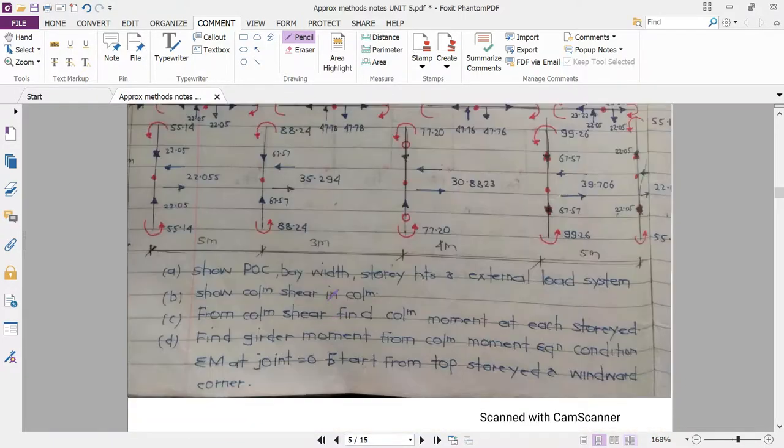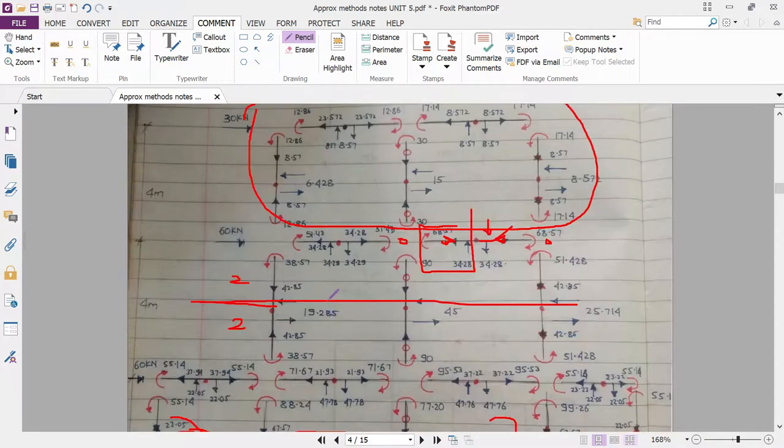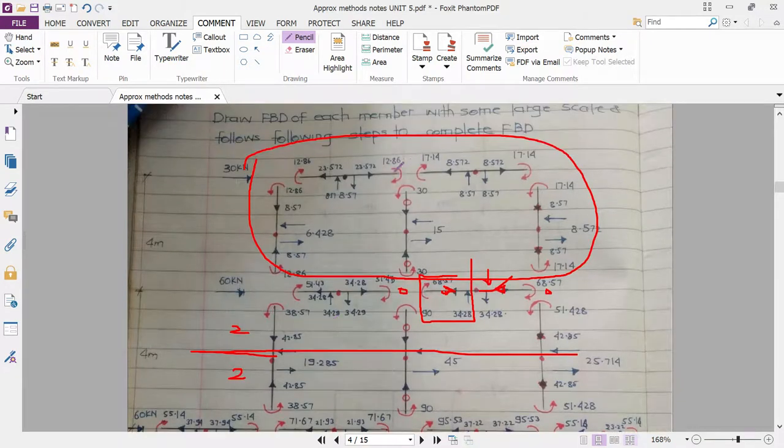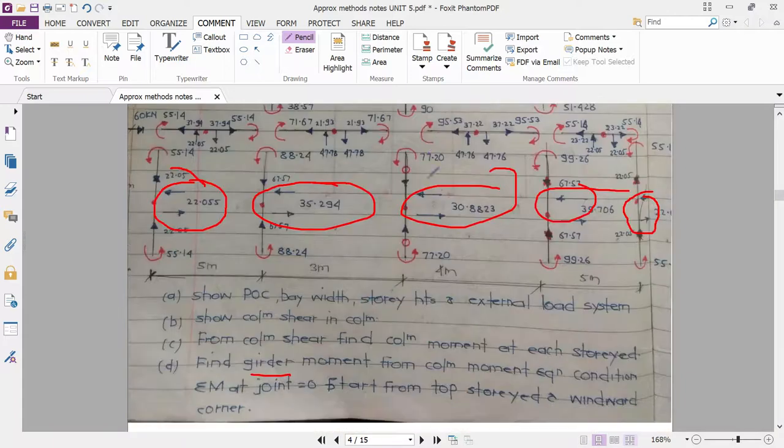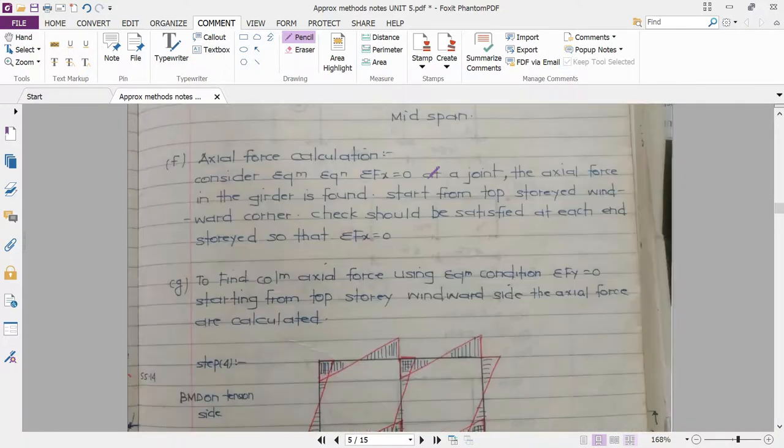Let us see the first and topmost story moment. If you see, this tail portion is at the top and here the tail portion is at the bottom. So you just follow the tail portion. Where the tail portion is there, you just draw the diagram there only. So here the tail portion is at the top, so I have drawn the bending moment on the top here, and here also at the bottom.